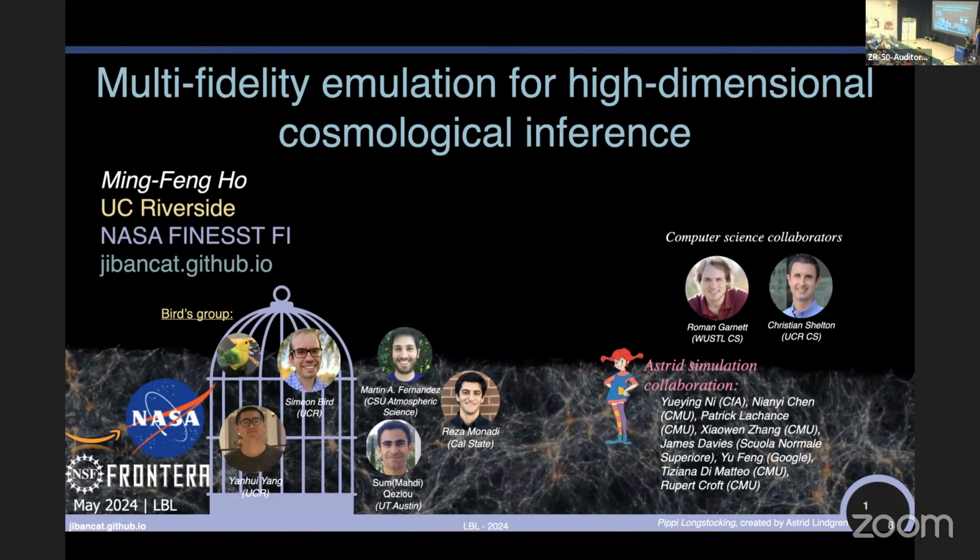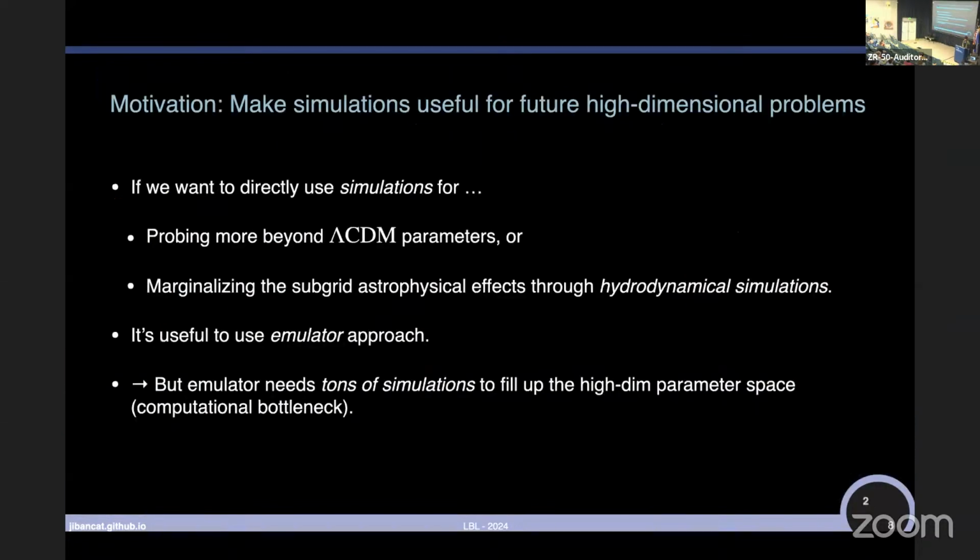So today I'm going to talk about the overview of what we have been doing at UC Riverside, and it's basically the idea of multi-fidelity emulations. The perspective in this talk is: how can we make numerical simulations like n-body simulations or hydro simulations useful for future cosmological studies?